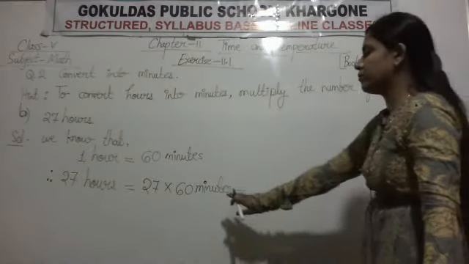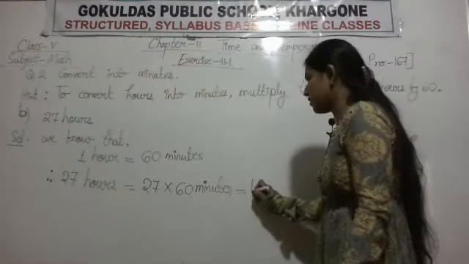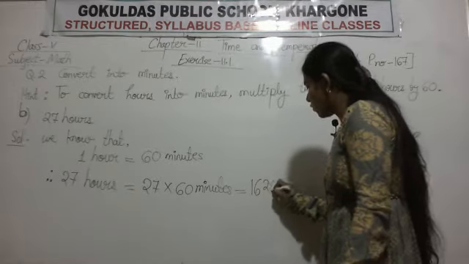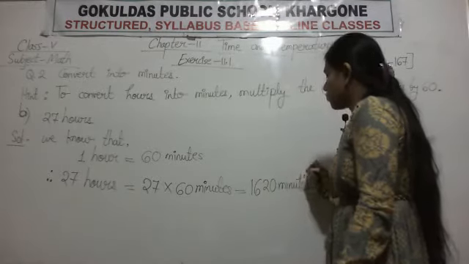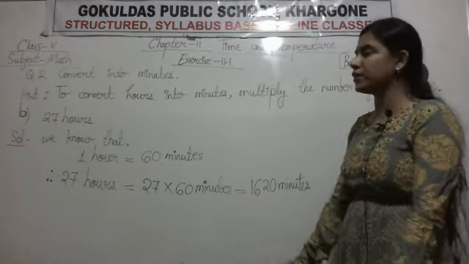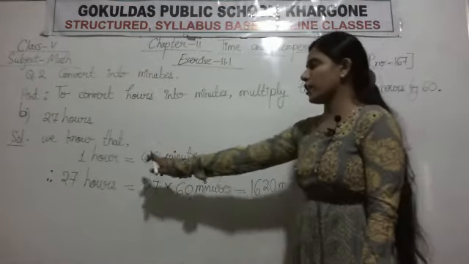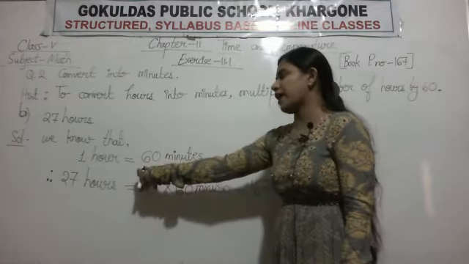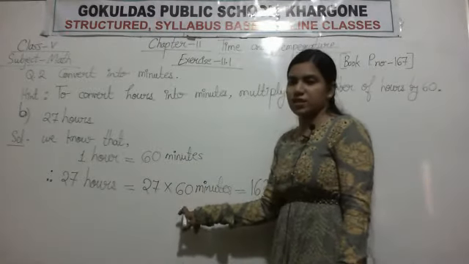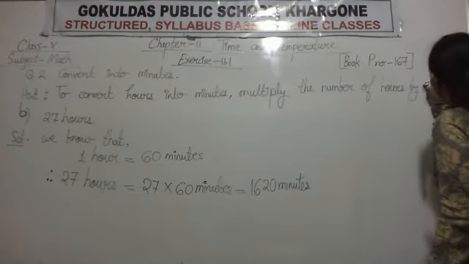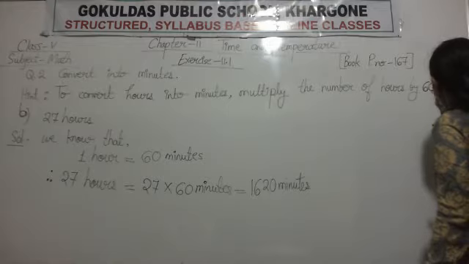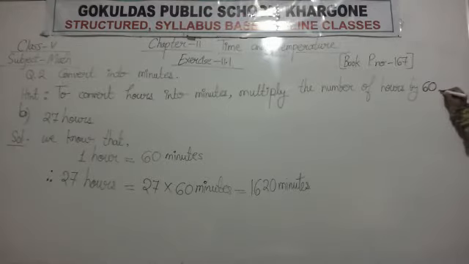So when we multiply 27 with 60, our result is 1620 minutes. So it is very simple to convert hours into minutes. To convert hours into minutes, we multiply the given number with 60. Take the screenshot.